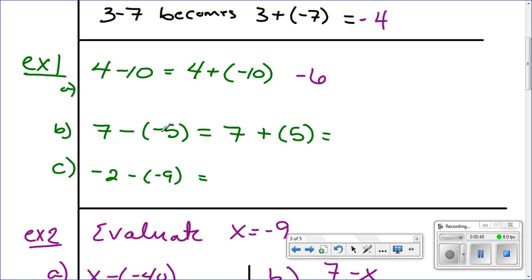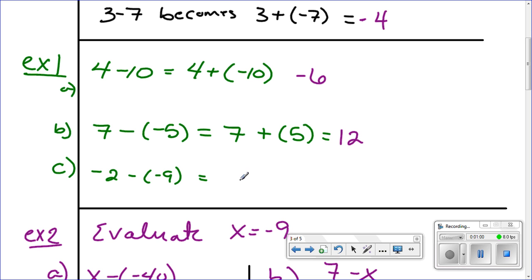Notice the signs change on each one, just like the signs changed here. This went from a negative to a positive. This 10 became a negative from a positive. So this would become 12, because they have the same sign here.